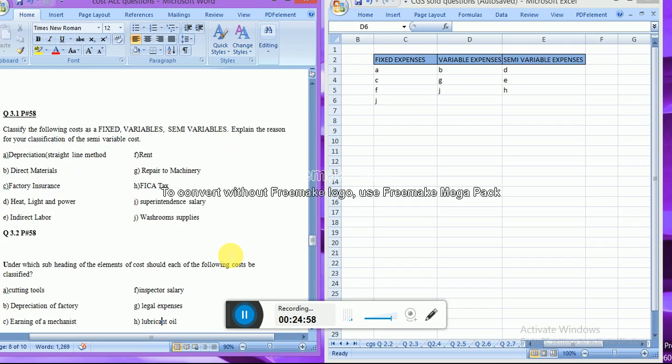Page number 58 in your book. We will solve this question in my upcoming lecture.